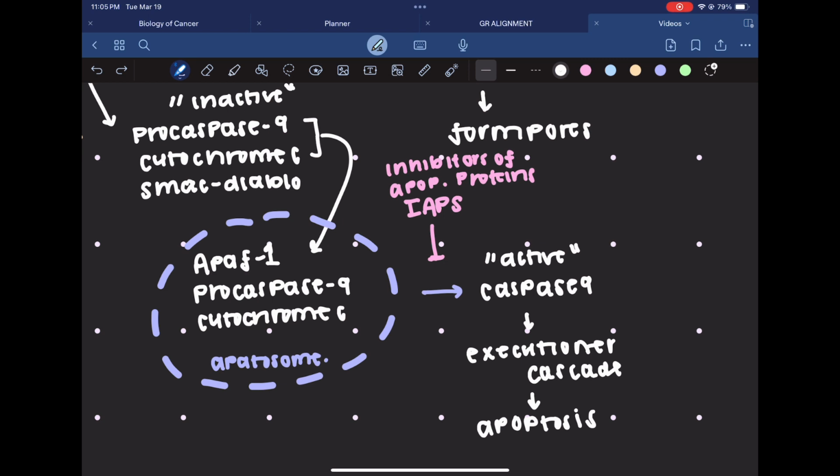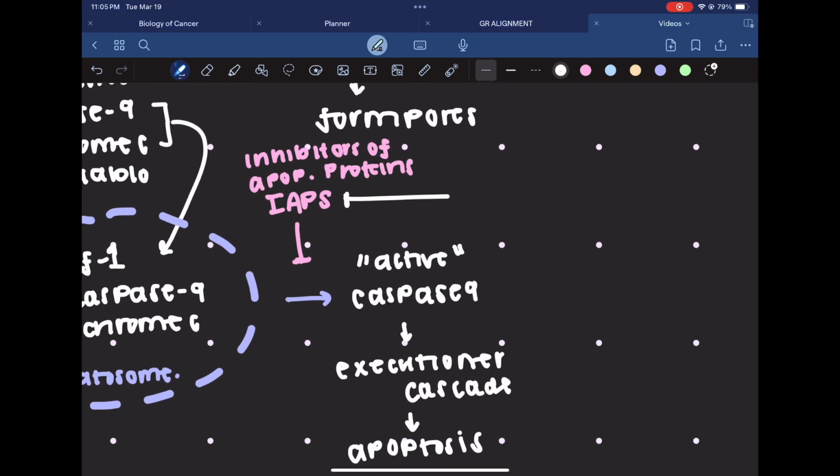And then lastly, we noticed that we didn't talk about SMAC/Diablo at all. SMAC/Diablo's role is actually to inhibit the IAPs. So SMAC/Diablo is essentially a pro-apoptotic protein. It inhibits the protein that would inhibit apoptosis. So that double negative leads to this benefit for apoptosis when SMAC/Diablo is present.